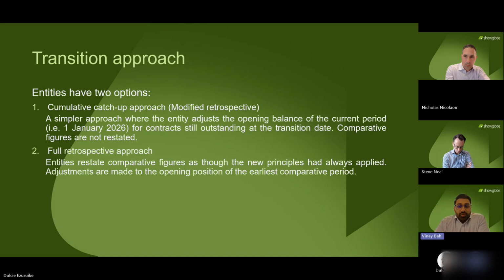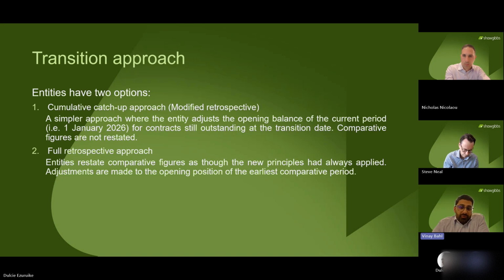Transition approach. Unlike leases, where the guidance has given you one, we actually have 2 approaches that can be taken for revenue. The cumulative approach is the much simpler approach, and is actually in line with what Nick mentioned for leases. Entities will adjust for contracts outstanding at their transition date, so 1st of January 26 for December year ends, and any transition adjustment will be posted to reserves.